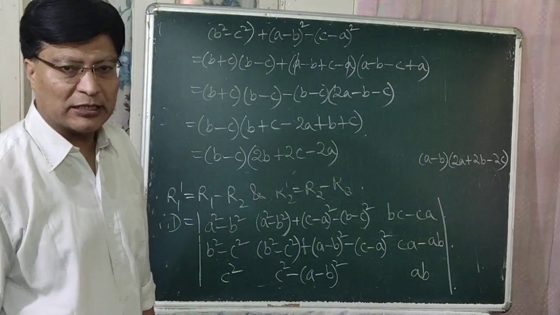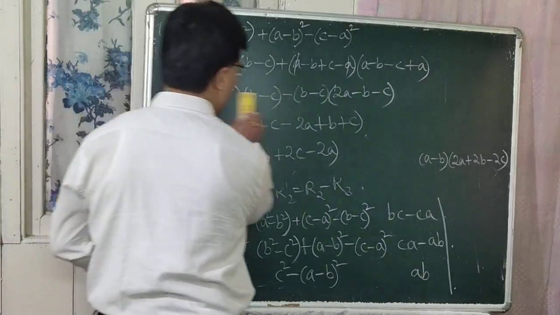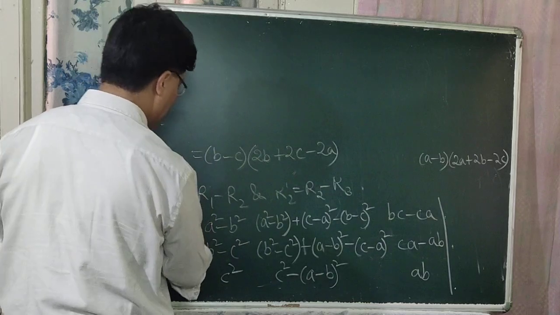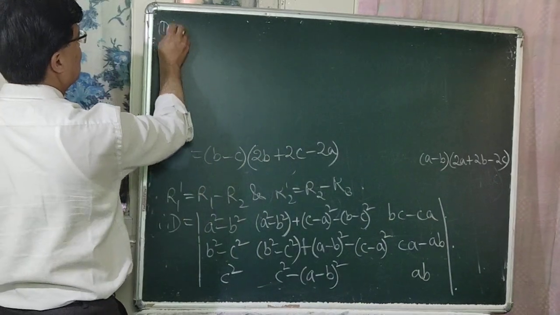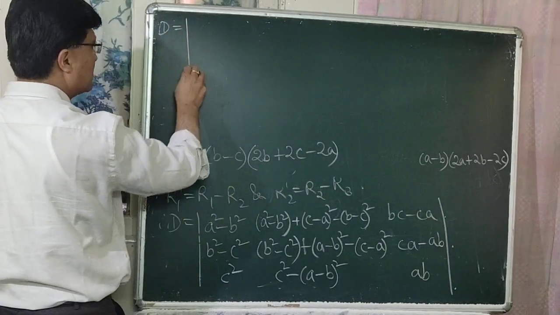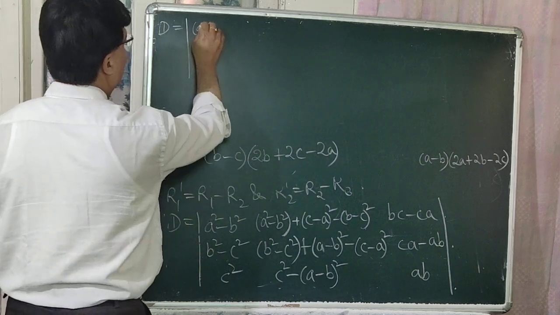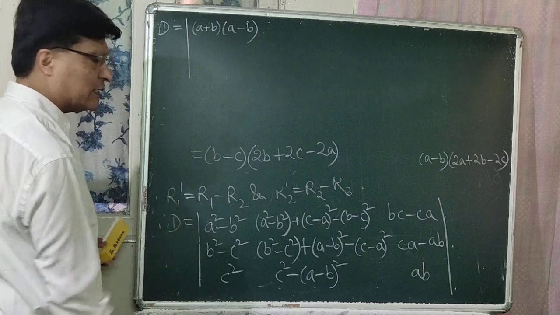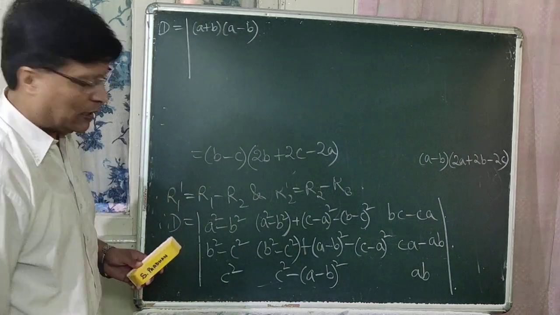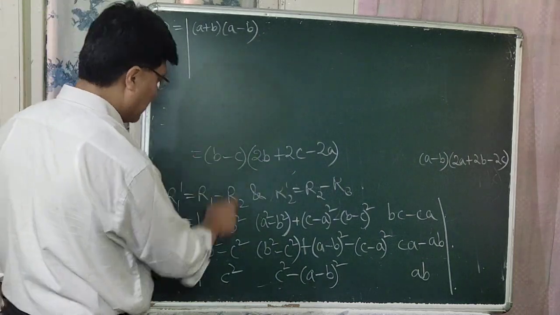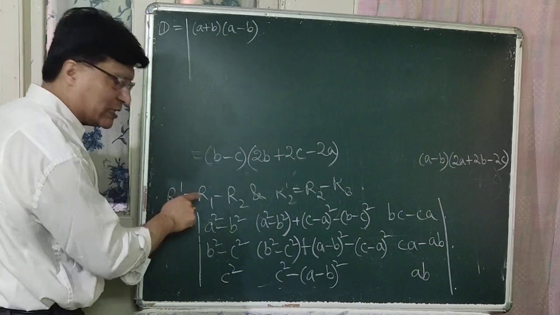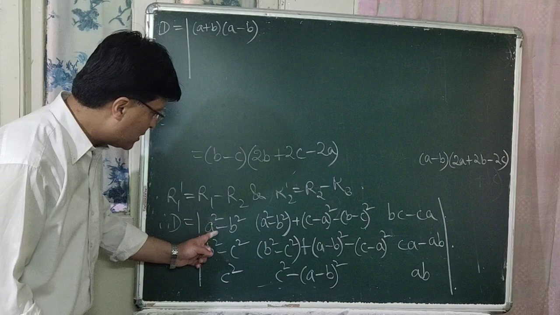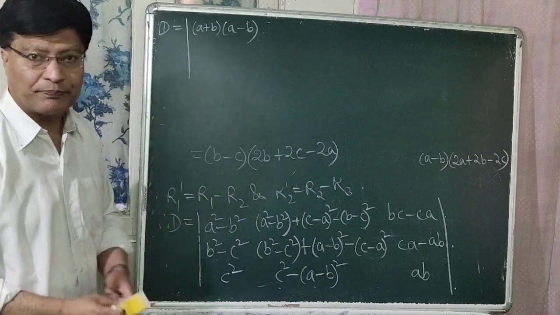Now let us write down the determinant. Okay? Now the determinant here is, you have to write down this determinant. D is equal to, write down the first column first. So it is (a plus b) into (a minus b). This is the factorization of a square minus b square. Yes, (a plus b) into (a minus b) is the factorization of a square minus b square.